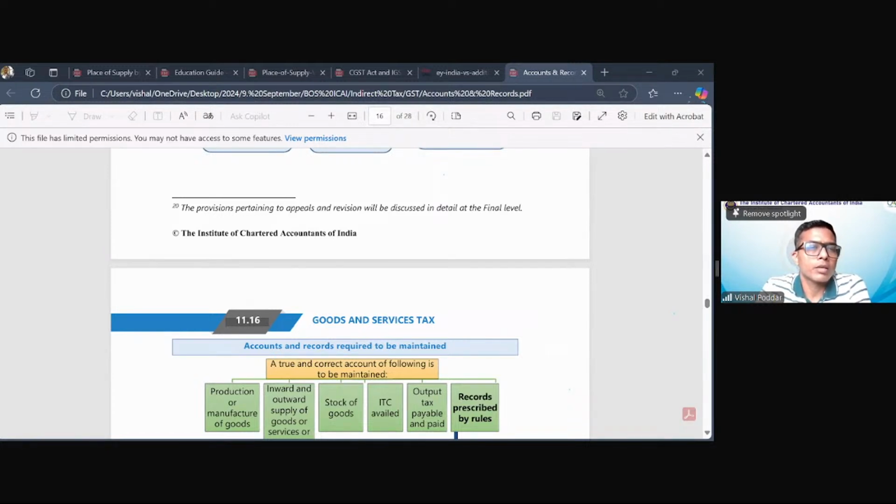Shibu beta, I'm taking one topic. How can I take the other topic in between? Let me complete this. I saw your message 10 minutes back also, but I'm taking this topic because this is the topic that has been asked to me right from the start and by 3 or 4 students. So let me first complete this.